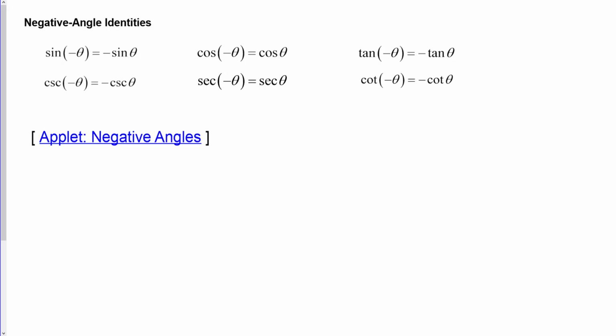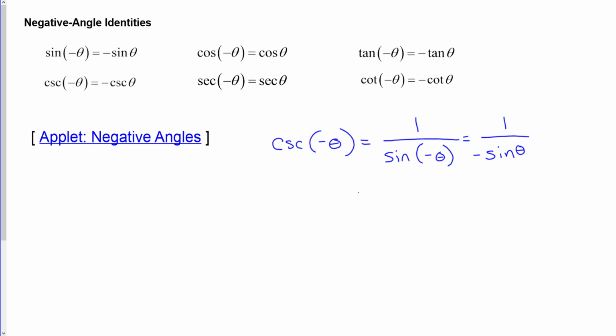Like for instance, if you're looking for cosecant of negative theta, and you know that cosecant is 1 over sine, and you know that sine of negative theta is negative sine theta, well, that then results in negative cosecant theta. So the remaining trig functions are relatively easy to prove based off of sine and cosine. But let's take a look at what happens with sine and cosine themselves.